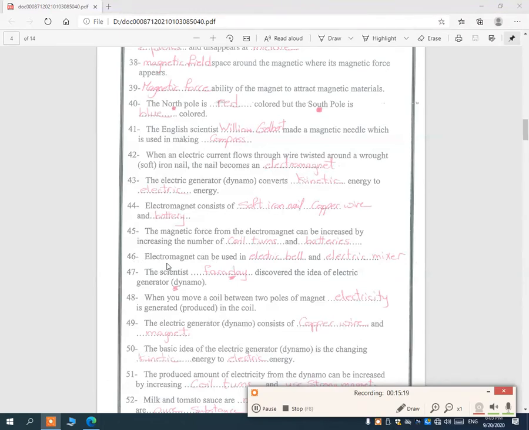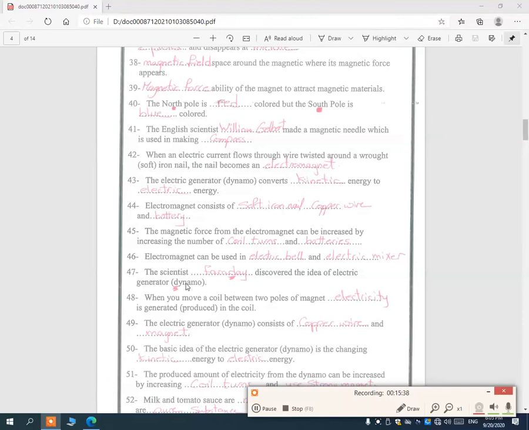46. Electromagnet can be used in dots and dots. Write any use of the electromagnet. We have many uses for the electromagnet, like electric bell, electric mixer, TV, heavy winch, any example for the uses of electromagnet.